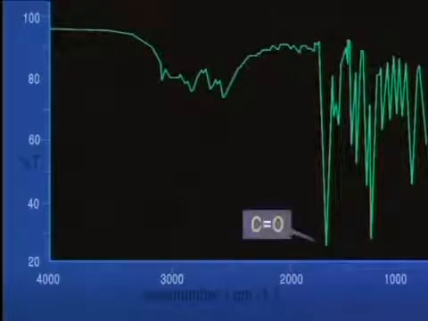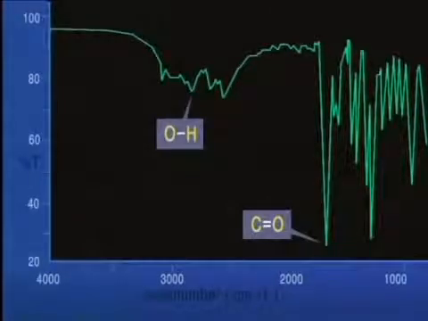This peak is caused by a stretching vibration of the C=O, and this by an OH stretch. These two peaks together suggest that the sample may have a carboxylic acid functional group, which has both C=O and OH bonds.